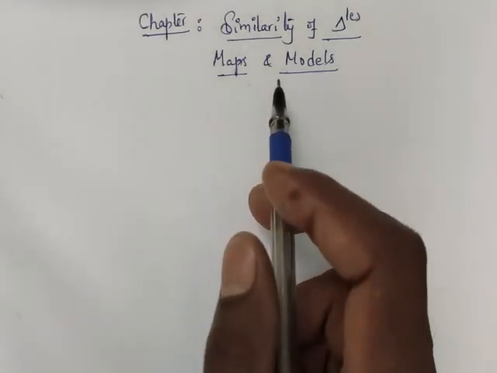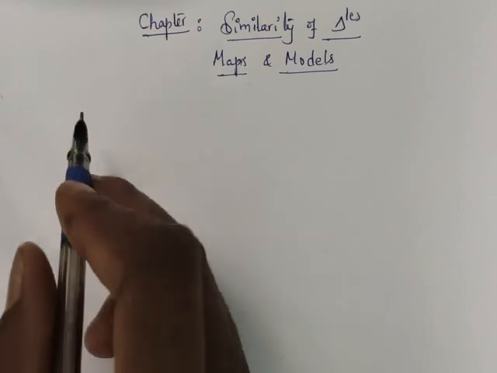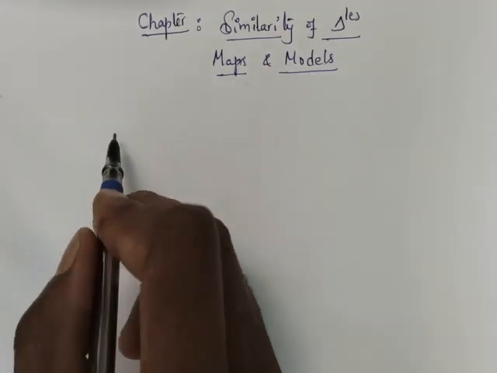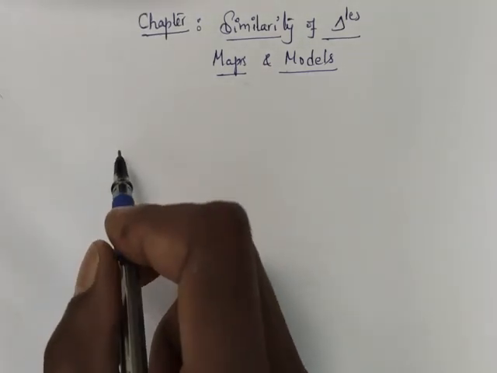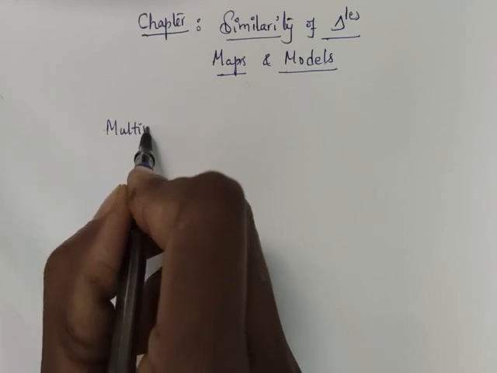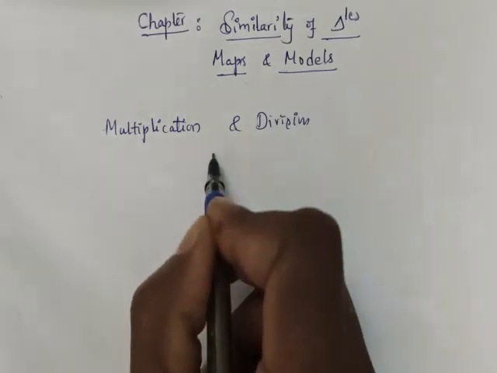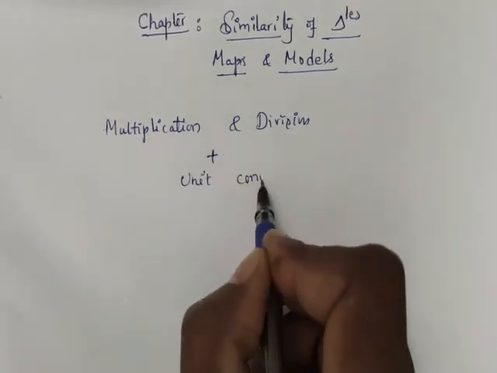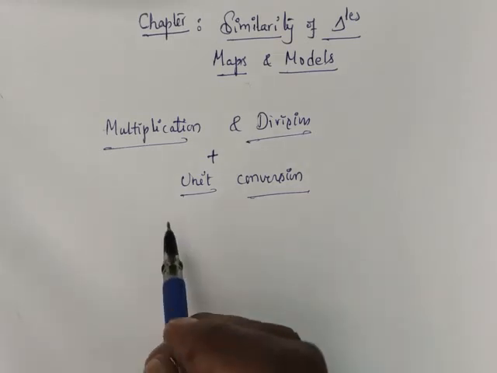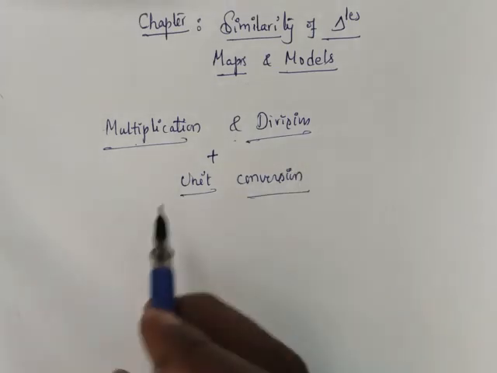Usually what kind of questions do they ask in the board examination? In the last class we studied a few problems. Today we'll continue with the other problems. First thing is about the formula. In maps and models we actually have a formula, but memorizing this formula is not required. The reason is that maps and models are about multiplication and division, with unit conversion. These are the important operations we follow in maps and models: multiplication, division and unit conversion, these three.